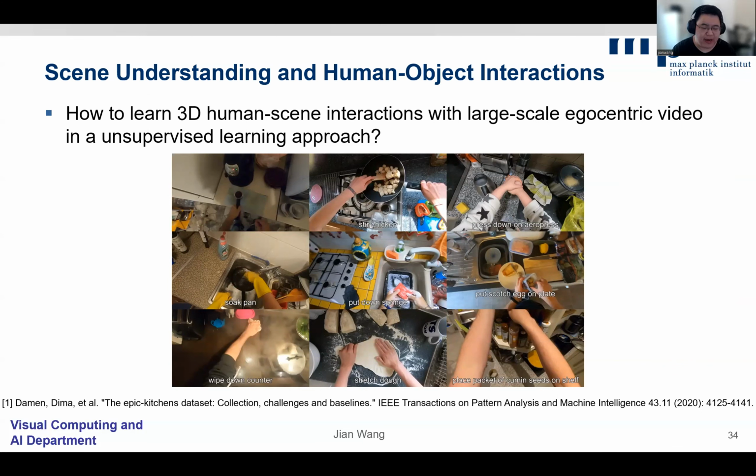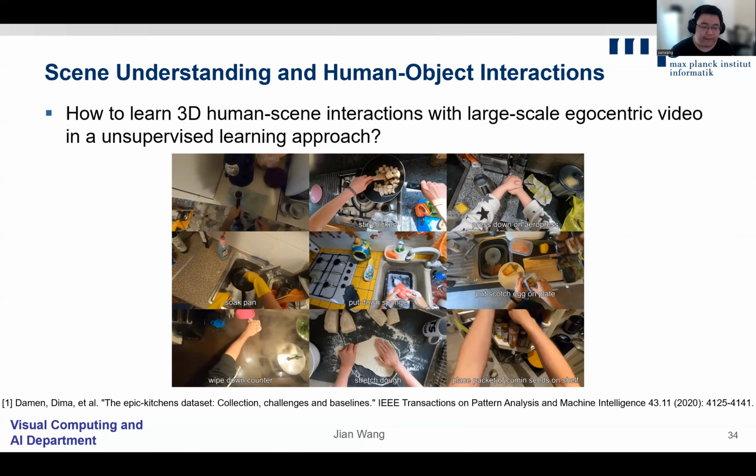There's a very big problem behind it: for the scene understanding and human-object interaction tasks, we still need to collect datasets. But collecting such datasets with this very special device is quite challenging, because the scale will be quite limited. So one question is, is it possible to understand the scene information and human body interactions in an unsupervised way?